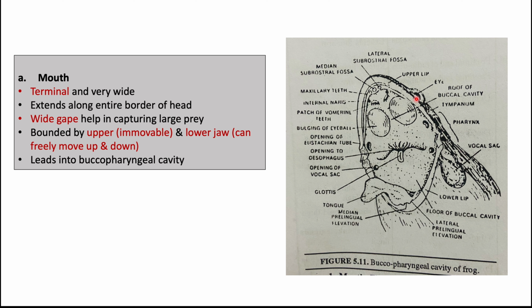And additionally, this mouth is bounded by an upper jaw and a lower jaw. The difference between the upper jaw and lower jaw is that the upper jaw is immovable, it can't move. So the upper jaw is completely immovable and the lower jaw can freely move up and down. So this is the major difference between the upper and lower jaw. Next, this mouth is now leading into the buccopharyngeal cavity.